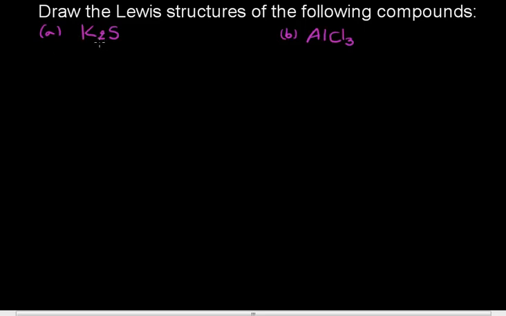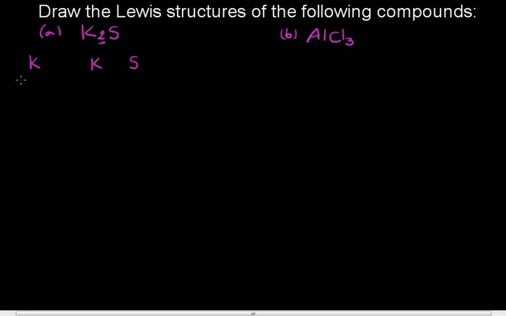So first of all, you need to understand what this subscript, the small number at the bottom, means. The 2 here means there are 2 potassium atoms in one molecule of K2S. So there are 2 atoms of potassium and 1 atom of sulfur.